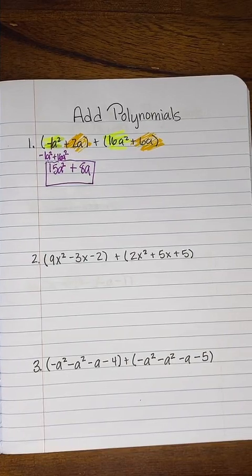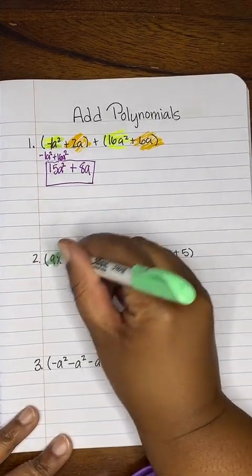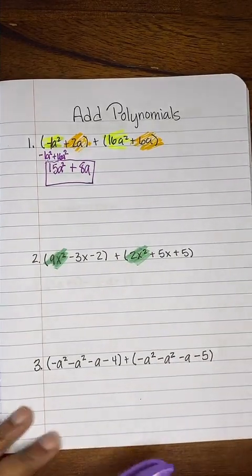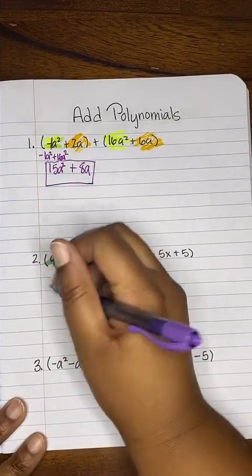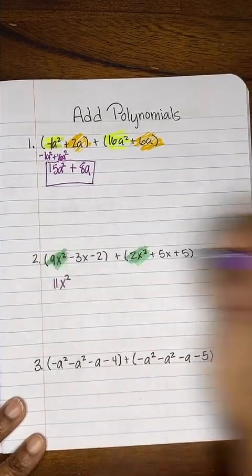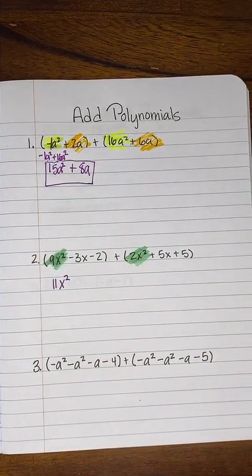Good. Chloe said 9x plus 2x. Excellent, Chloe. So we have 9x plus 2x. Okay. So 9 plus 2 is 11x squared. Okay. And then what are the next?